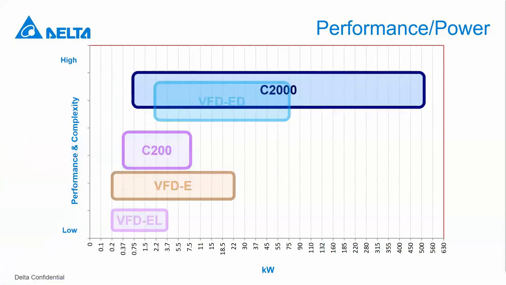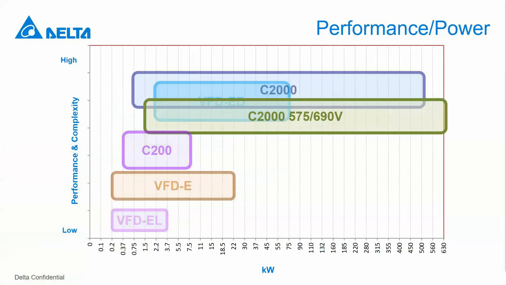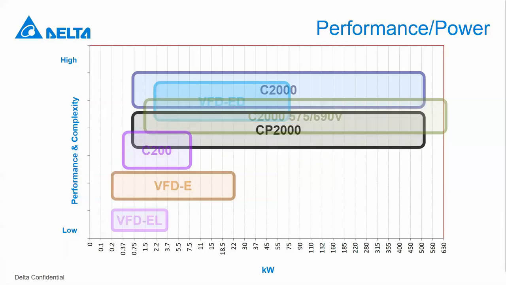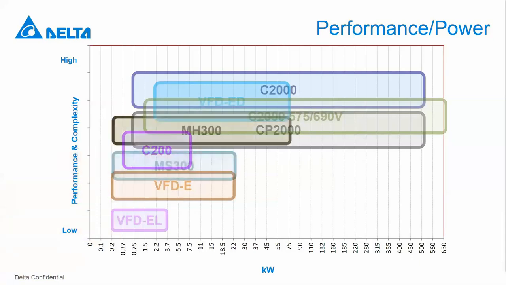Then we have the C2000, which is our most advanced drive to date. We also have the CP2000 for fans and pumps, then the MS300. In the future, we will release the MH300 as well, which is also a compact drive, but will support encoders and will support running in closed loop, field-oriented control.